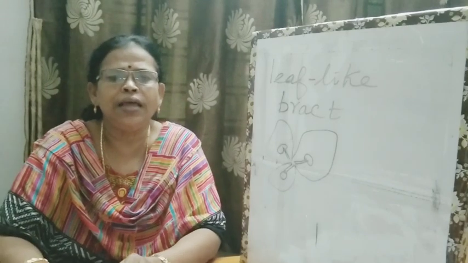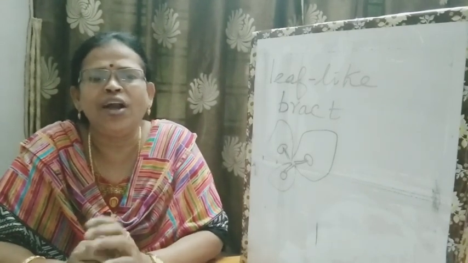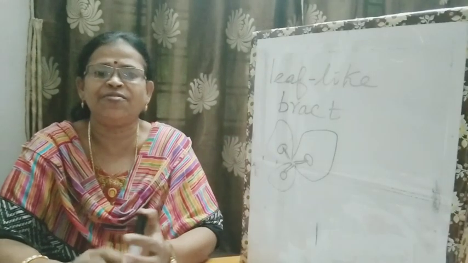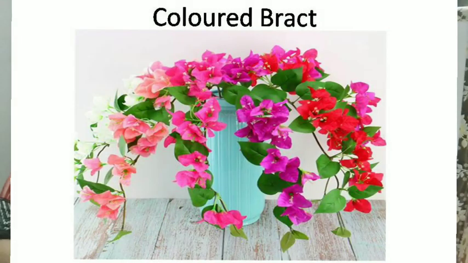All those three attractive, colored leaf-like structures are called bracts. The broad colored structure in this figure is not the petal, but the bract. The real flower is in the center, which arises from the axils of these bracts. So three flowers arise from the axils of three large, colorful bracts. You have seen different types of bougainvillea flowers like this.